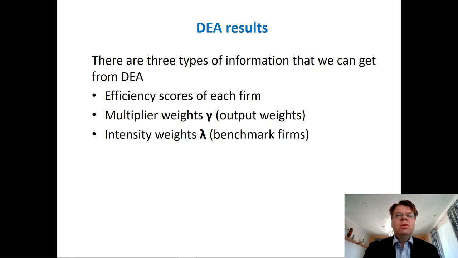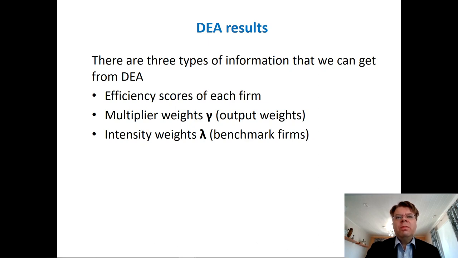So when we run the DEA model on the empirical data, we can get basically three types of information as a result. Perhaps the main interest in a typical application is the efficiency scores, and DEA is very convenient in that it automatically generates firm-specific efficiency scores for every unit in this observed sample. But besides those efficiency scores, I would also recommend the users to have a look at the weights, because those weights are actually critically important for determining those efficiency scores. And DEA can generate two types of weights. The first ones are the multiplier weights, which I have indicated with the Greek letter gamma. And these gamma weights are weights for the output variables.